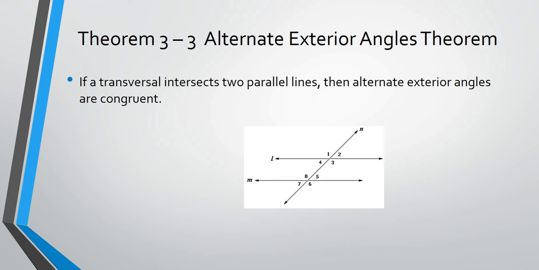Our next theorem is the alternate exterior angles. So again, alternate means either side of the transversal. Two parallel lines again. Alternate exterior angles are congruent. Exterior means outside of the parallel lines. Alternate 1 and 6. Angle 1 is congruent to angle 6, and angle 2 is congruent to angle 7.